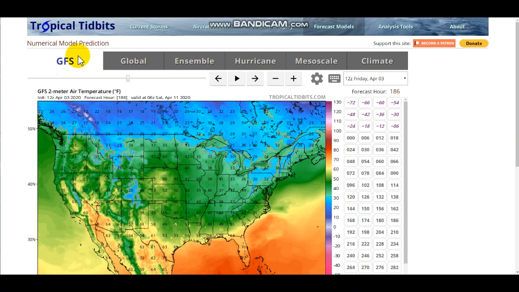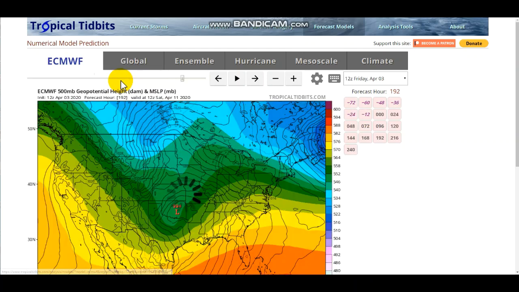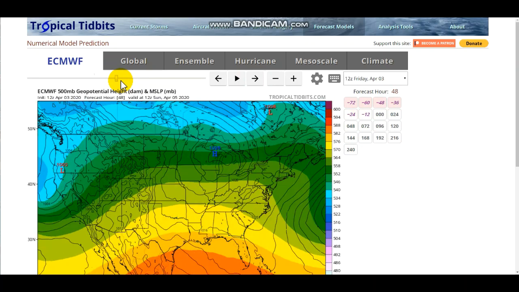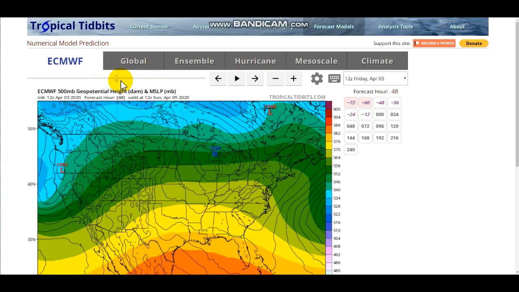So let's look at the European model, as this is the GFS. Maybe it's just one of the silly models that's showing this. No, in fact, the GFS was the first model to show this, and then the European caught on to it. You can see this is the 500 millibar geopotential height, which shows us where the heights are below or above average, indicating where the temperatures are above or below average.